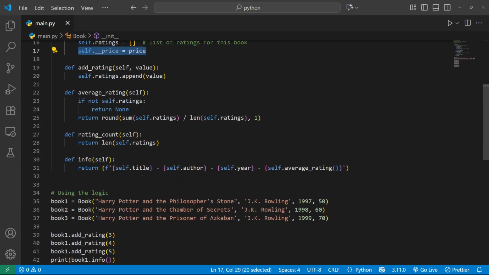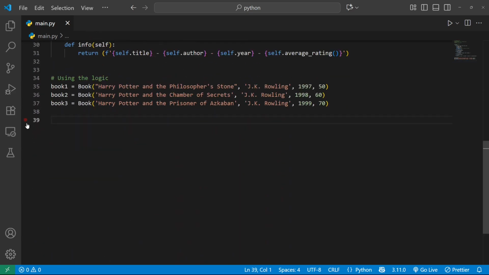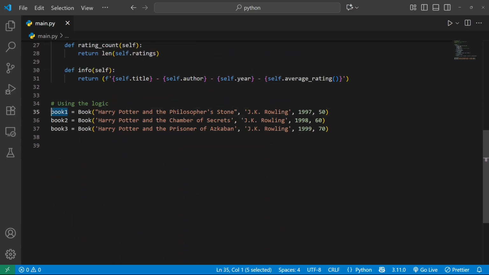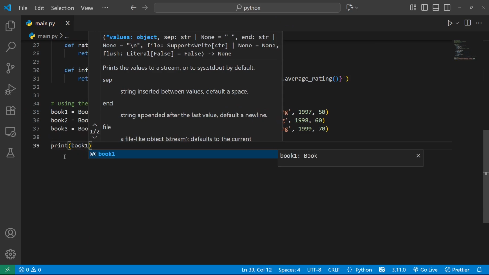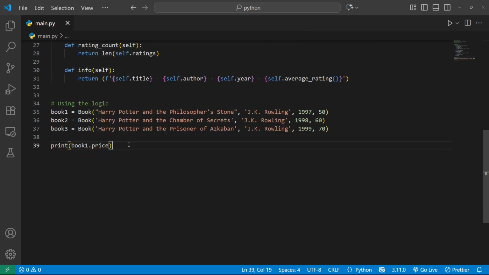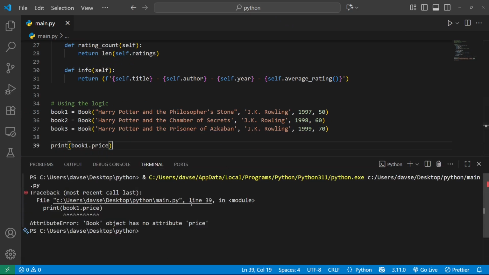So if I go here, I will erase this, and I will use book1, and I would like to print book1.price, okay? So I will run it. So you can see here is an attribute error. Book object has no attribute price.